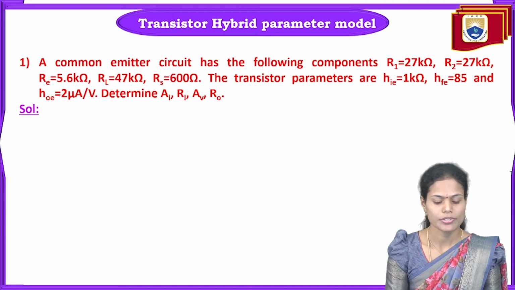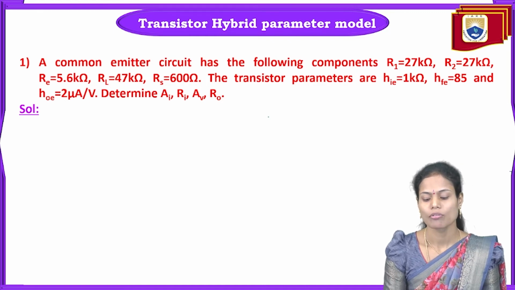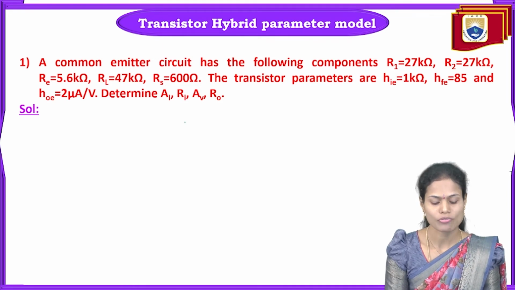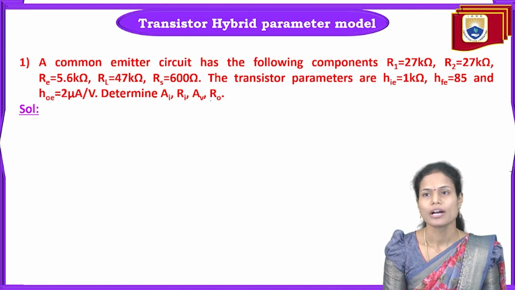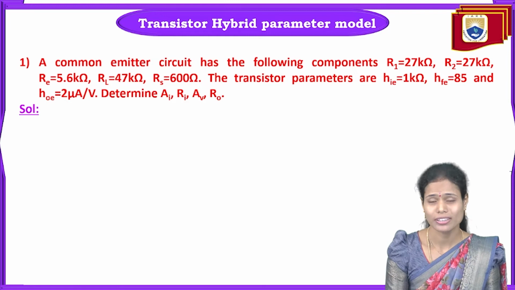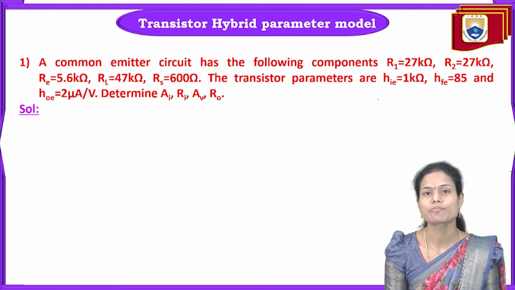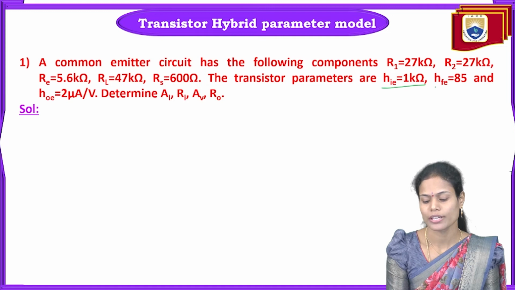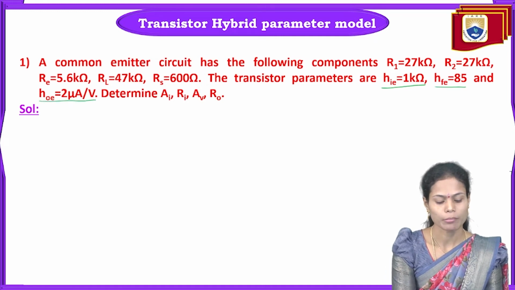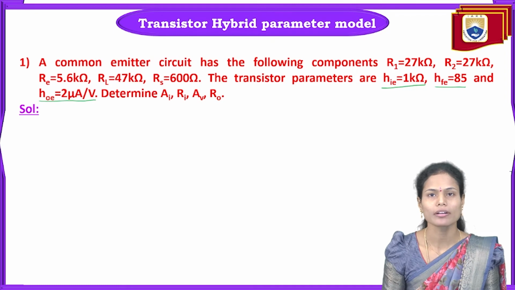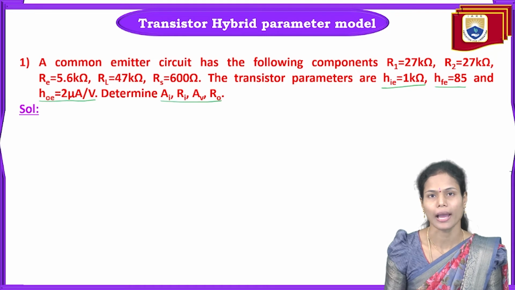In the first problem, it is a common emitter circuit with the following components: R1, R2 resistances as 27 kilo ohms, emitter resistance is 5.6 kilo ohms, the load resistance value is 47 kilo ohms, and the source resistance is given as 600 ohms. Along with these parameters, they also gave the H parameter values: HIE 1 kilo ohm, HFE 85, and output admittance is 2 microamp per volt. So from this we need to calculate all the 4 parameters of the amplifier.